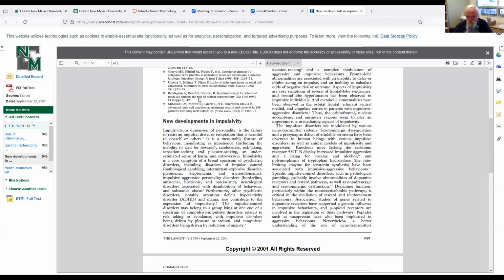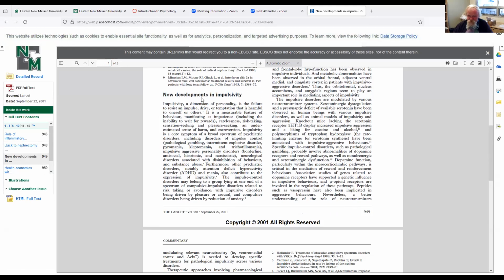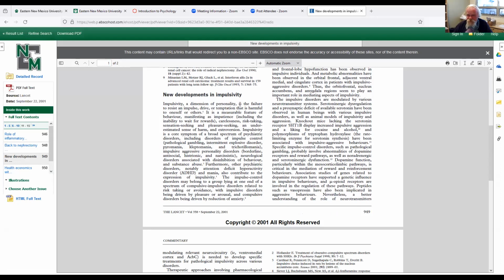All right, new developments in impulsivity. All right, so impulsivity is a dimension of personality. I didn't know that. It's the failure to resist an impulse, a drive, or temptation that is harmful to oneself or others. So you might write down a couple of words or a phrase that deals with defining impulsivity: resist the temptation. You might use that as a phrase, okay?